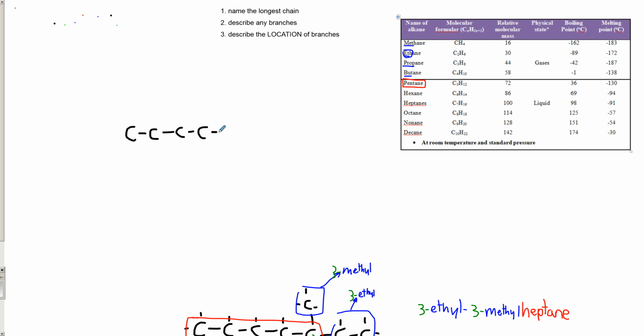So let's put some carbons like that. And you know what? Let's put a carbon like that as well. So you can maybe see what we're doing here. We've got 1, 2, 3 methyl groups. And now I'm just going to make the little dashed lines.